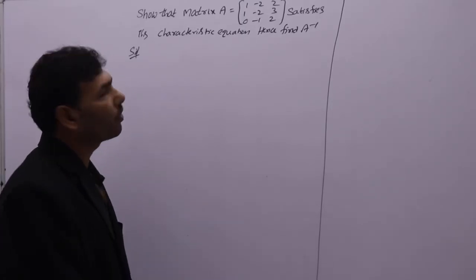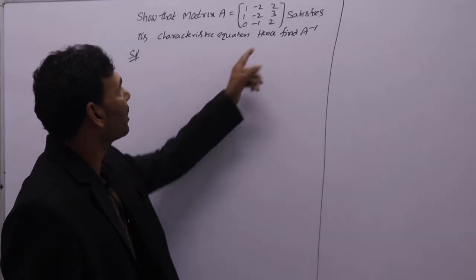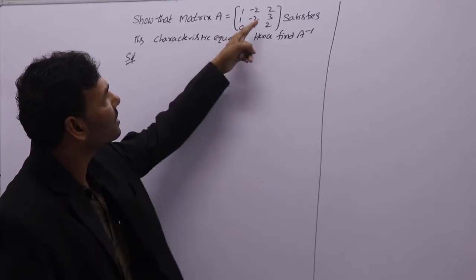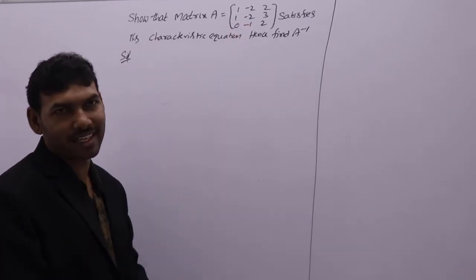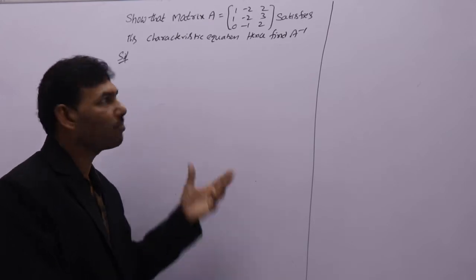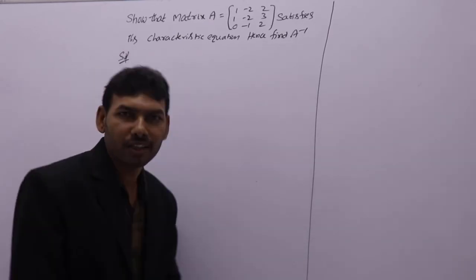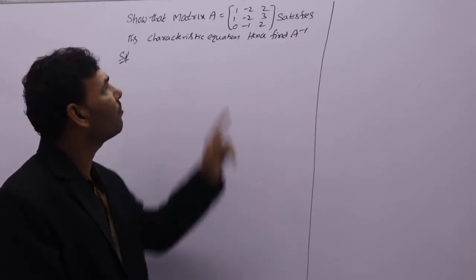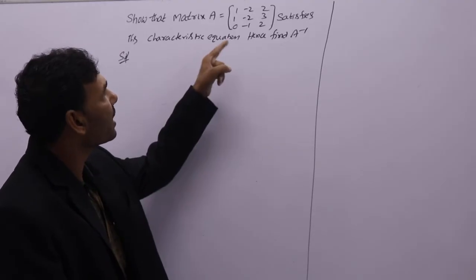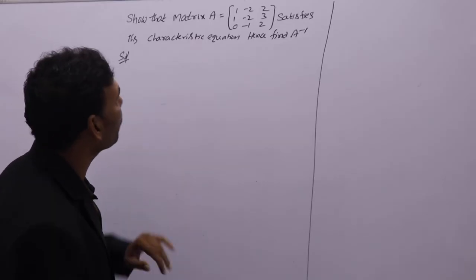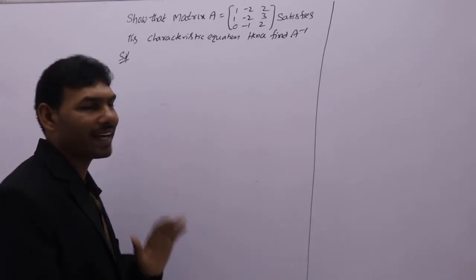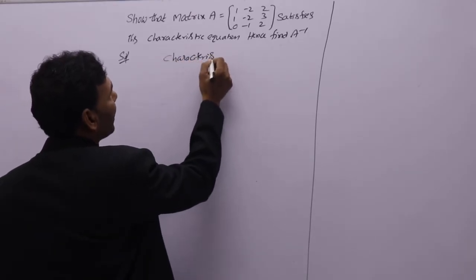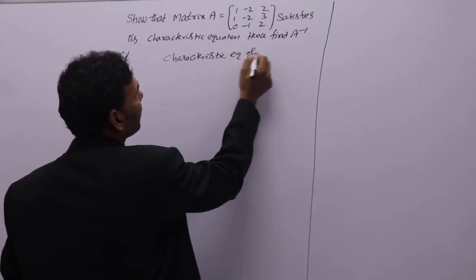So now we are going to verify Cayley-Hamilton theorem for this matrix, which is not given directly like this. The question says: show that this matrix satisfies its characteristic equation and hence find A inverse. That means the statement of Cayley-Hamilton theorem is given in the question. First, we need to verify Cayley-Hamilton theorem for this matrix A. If you have a question like that, the procedure is the same. For that, first we have to write the characteristic equation of A.